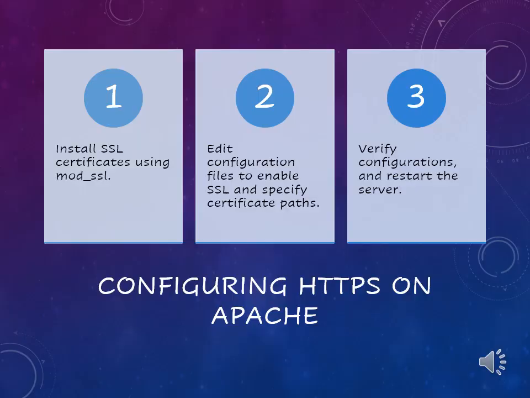These are some steps to configure HTTPS on Apache. First is to install SSL certificates. You would use mod_ssl to install and configure the SSL certificate. The second one is to update the httpd.conf or relevant virtual host configuration file to enable SSL and specify the certificate paths. The last one is to ensure the configuration is correct and restart Apache.